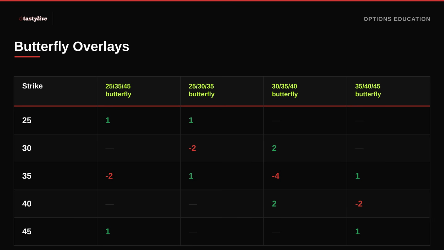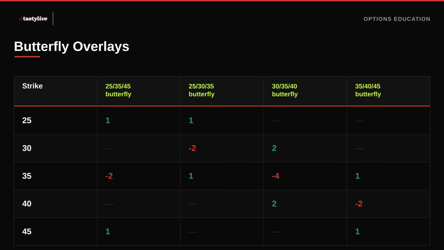Next to it, I loaded up the 25, 30, 35 put butterfly. So it's buying one of the 25s, selling 2 of the 30s, buying one of the 35s. Next, I go and buy 2 of the 30, 35, 40 butterflies. That's buying 2 of the 30s, selling 4 of the 35s, and buying 2 of the 40s. Finally, I go and I buy 1 of the 35, 40, 45 butterflies, buying 1 of the 35, selling 2 of the 40s, buying 1 of the 45s.